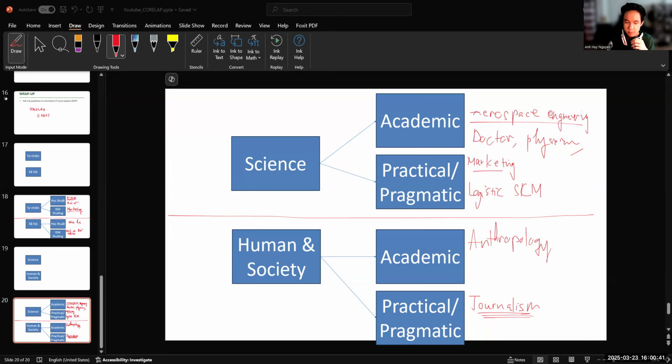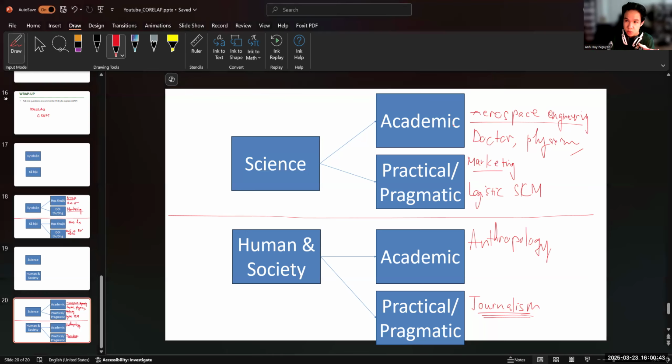Okay, so if you want to make sure, maybe look at the major. The name is not enough. You have to look at the curriculum, the textbook of a subject, or to be even more sure, you can ask the alumni of that program or the students in that program.